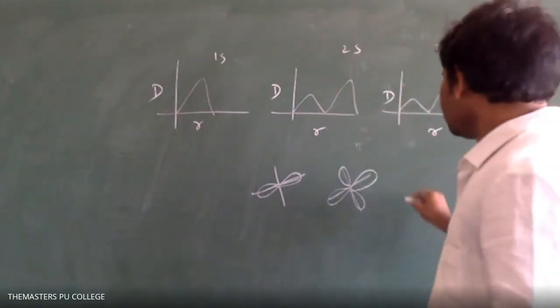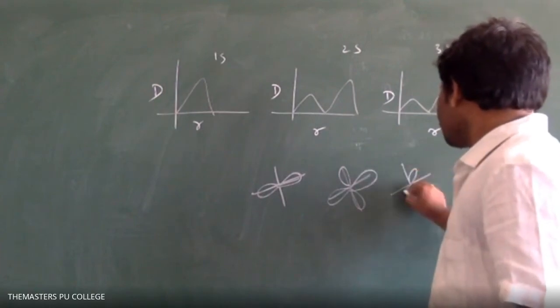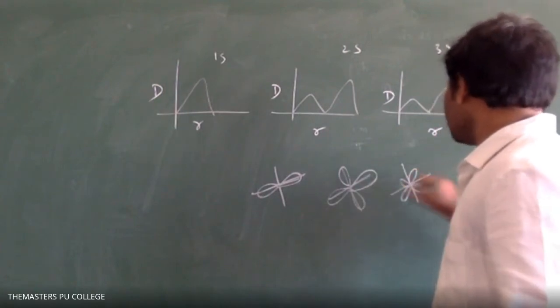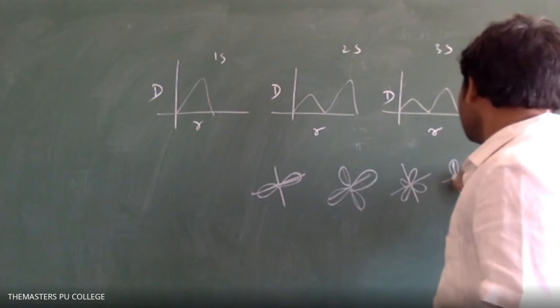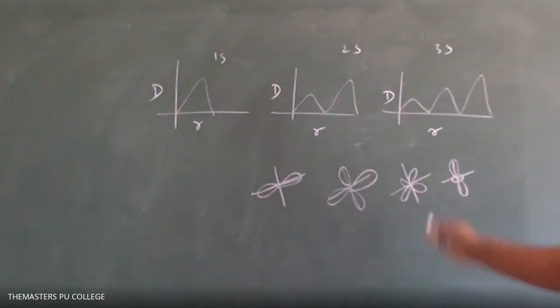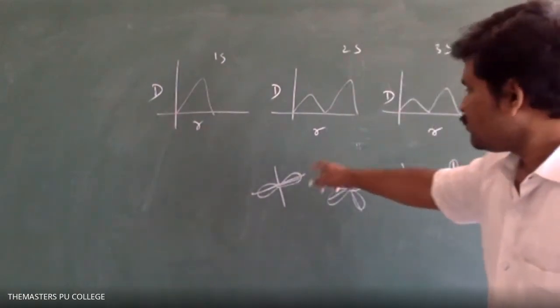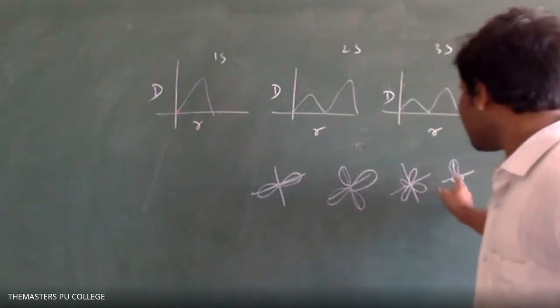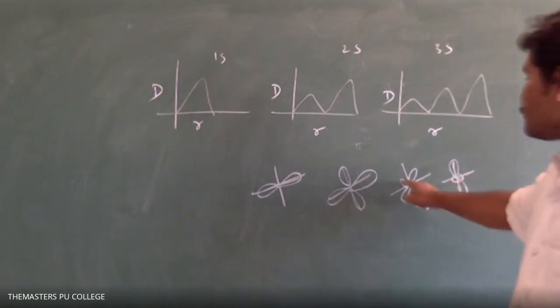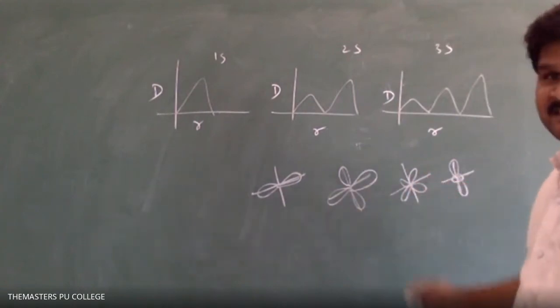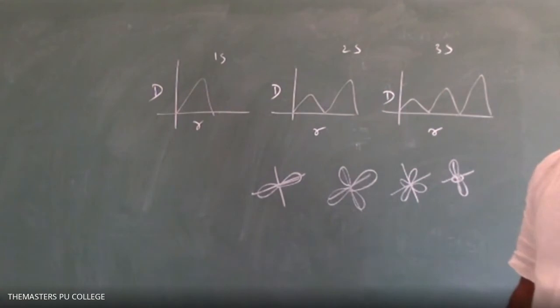Next, dxy and dz square. Here, which is the different orbital? For these, lobes are present exactly on the axis. Here, lobes are present in between the axis. So that's why dxy is the answer.